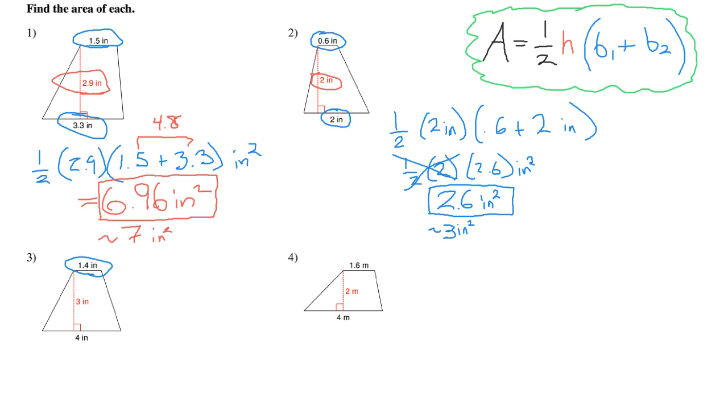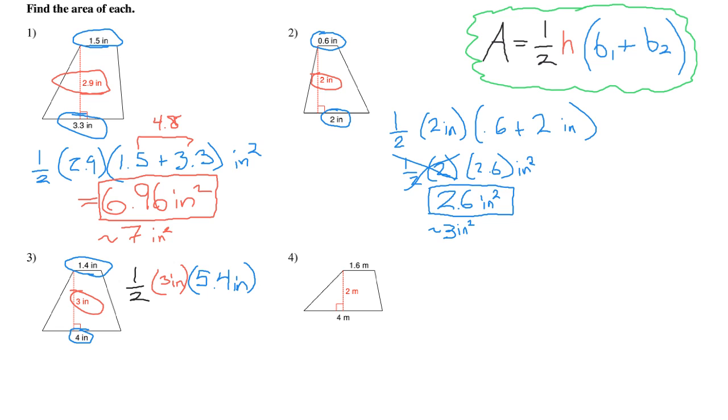We have our base at the top. We have our base at the bottom. 1.4 and 4 together make 5.4. So I'm actually going to already group those together in their little box there. Then I look at the height, which is 3 inches. So we can put that into our formula. And of course, we're multiplying this whole thing by 1/2, or you could think of that as dividing by 2.